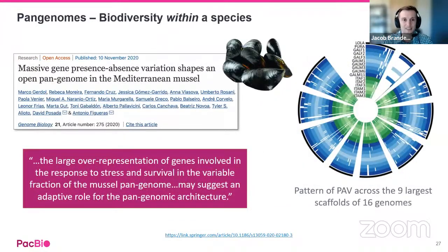And here are some examples of that in the biodiversity space. And so this was a great publication done on the Mediterranean mussel, which is a very invasive species here in the US. So they did a pan-genome approach to really understand the different genes involved in stress response and survival for this species. And this pan-genome really laid the architecture to understanding those adaptive roles and those traits species-wide.